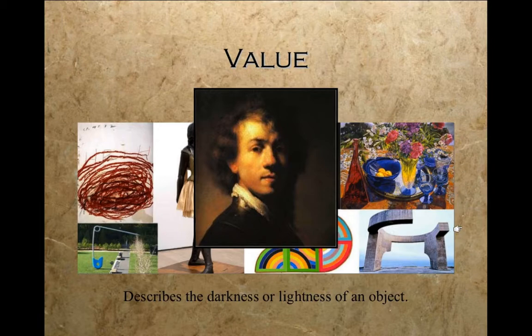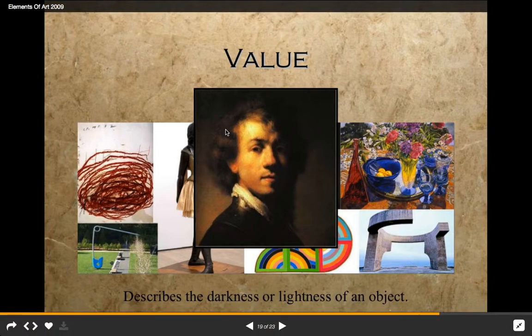Then value. Value here describes darkness or lightness of an object. So when you are creating an image, if you want it to look a little bit more realistic or have a little bit more depth, you would change the value within your picture. You can see that here even in his hair. Where the light is hitting his hair, in some spots it's a little bit lighter, and then it maybe has a little bit of a shade next to it to help show depth, value, and even more of a realistic look.